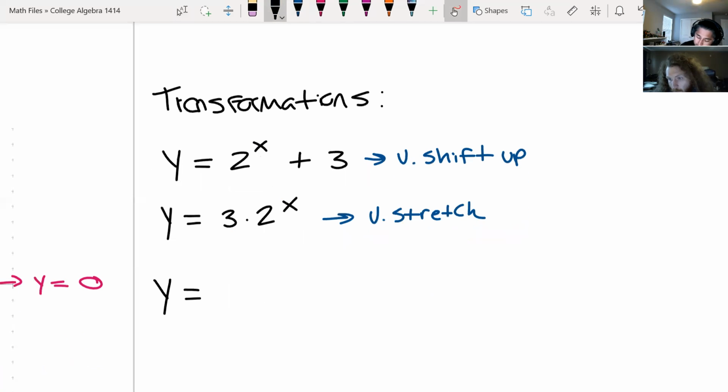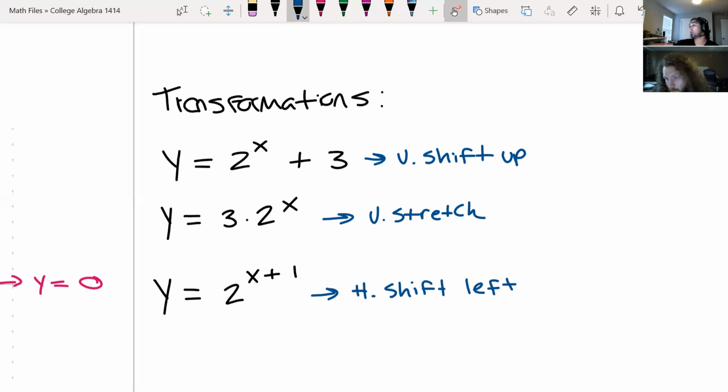Now let's say they gave us 2 to the x plus 1. What type of transformation would this be? Okay, that one's horizontal. That is a horizontal shift to the left. So x plus 1, we shift to the left. x minus 1, we shift to the right.